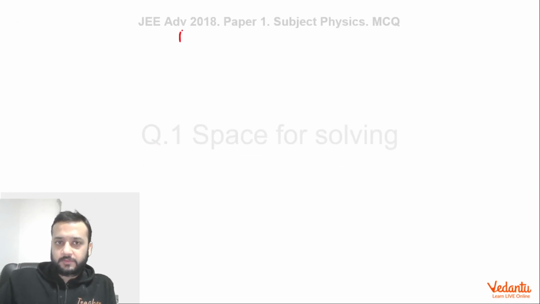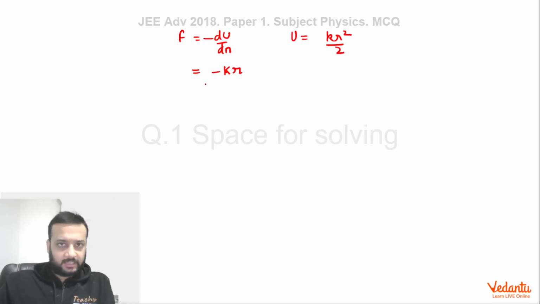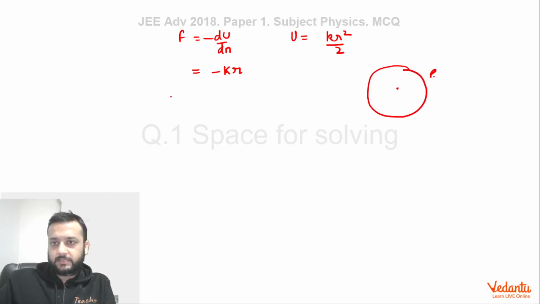We can say that force will be given by minus dU by dr, right? So potential energy function is nothing but kr square by 2. So if you differentiate this, you will get minus kr, right? So the minus sign just indicates that force is attractive in nature, and hence since the particle is moving in a circle of radius r, the magnitude of the force will be k into capital R. Minus sign again, as I told you, just indicates that force is attractive in nature, right?